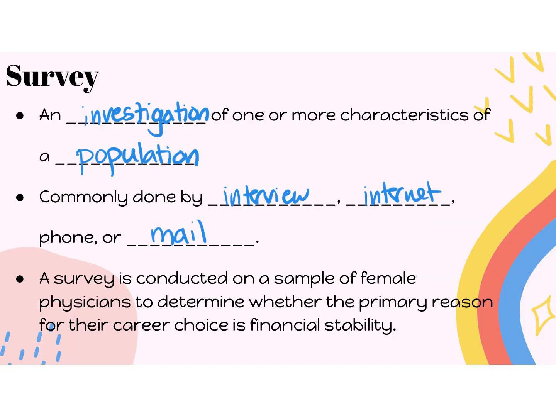And our last one is a survey. A survey is an investigation of one or more characteristics of a population, commonly done by interview, internet, phone, or mail. A survey is conducted on a sample of female physicians to determine whether the primary reason for their career choice is financial stability. So they could conduct this survey by talking one-on-one with the physicians and asking them. They could send out an email. They could send out physical mail. They could call the physicians and ask them. Lots of ways to do surveys.